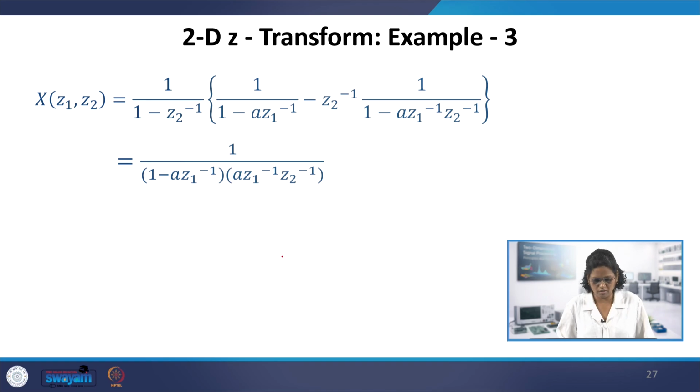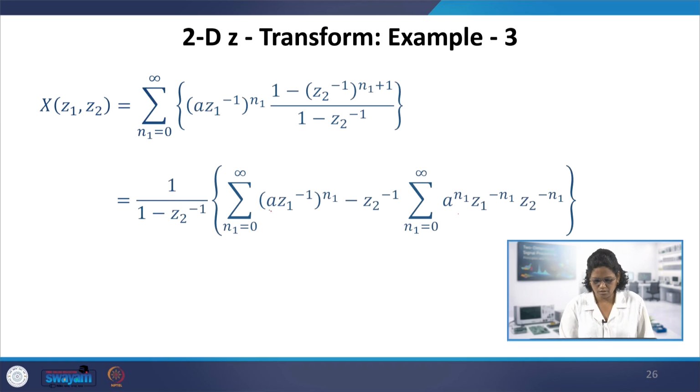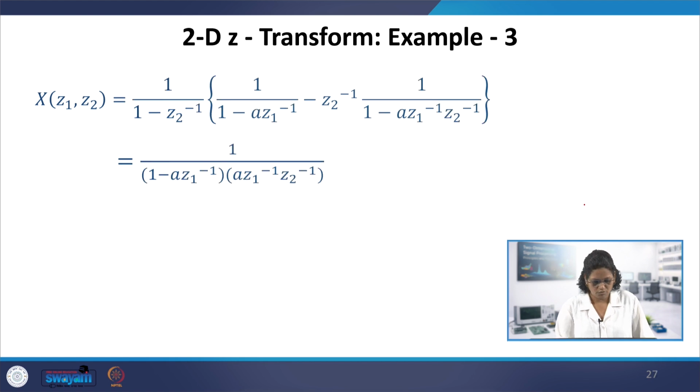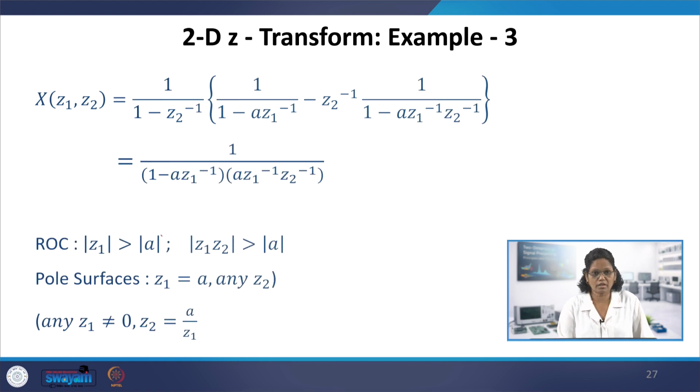Well, how do we get this? Here this portion needs to be less than 1 and this one should be less than 1. So a z1 z2 should be less than 1. So in that case we get the ROC as z1 greater than a and z1 z2 greater than a.